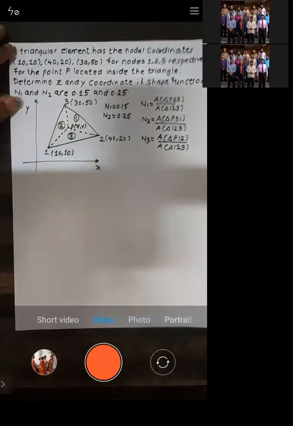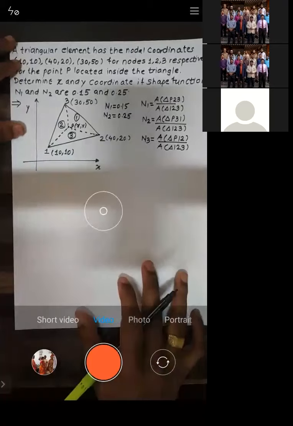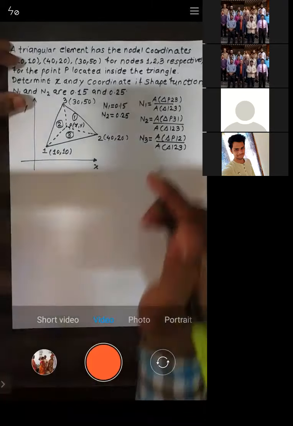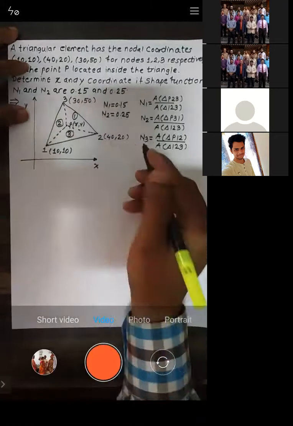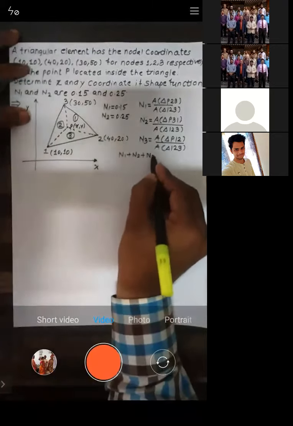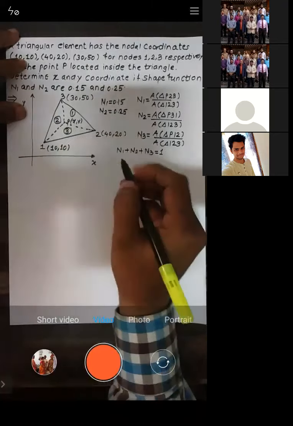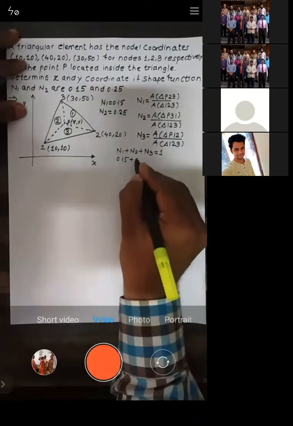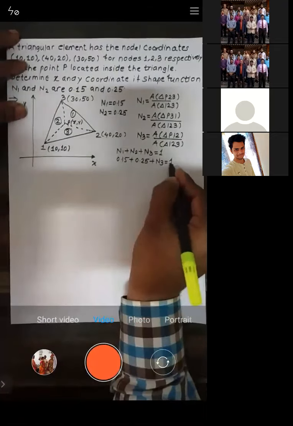Now see, is it okay to each of you? Yes, sir. See, N3, if you don't want to calculate by this formula, simply you can use this equation, that is N1 plus N2 plus N3 is equal to 1, because the addition of all shape functions is equal to 1, right? So if you put the value of N1 as 0.15 and N2 as 0.25, N3 we are supposed to calculate, so we can calculate the value of N3.